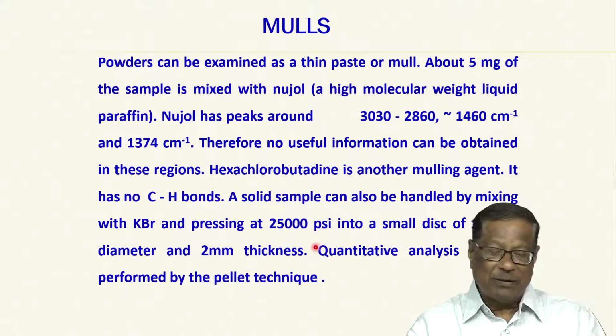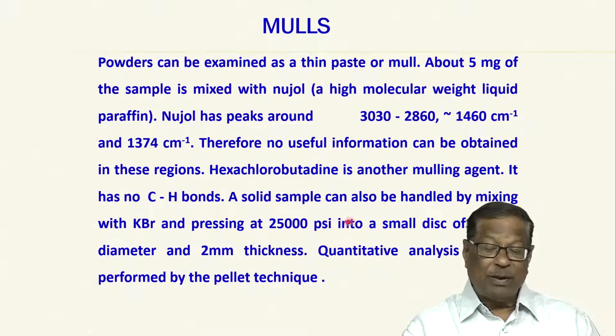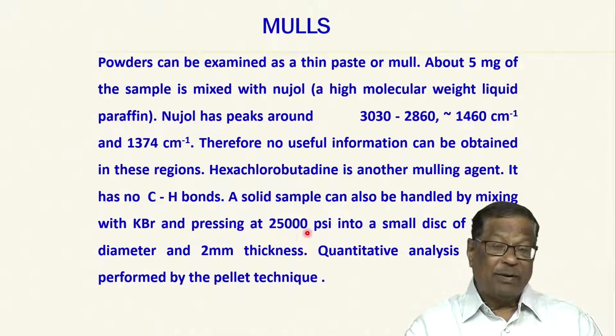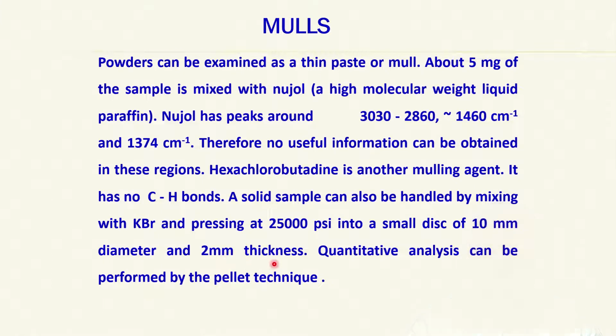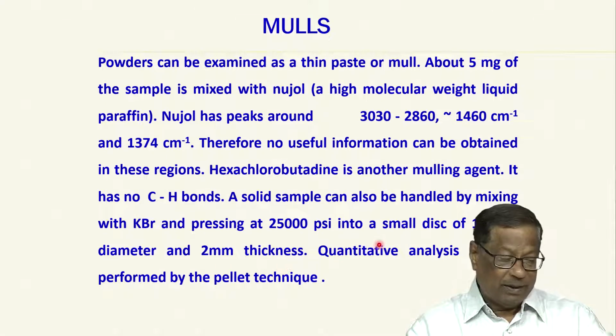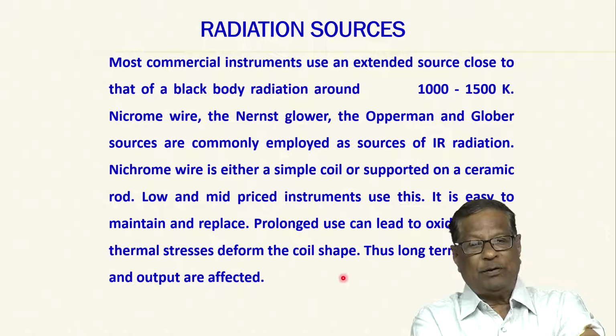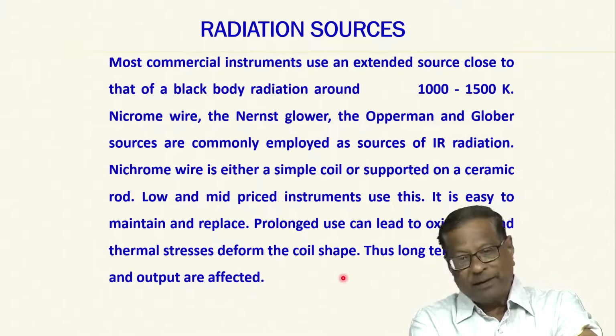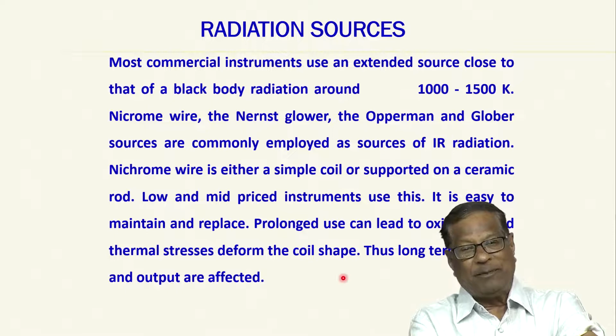Holders are there which can hold them, and about 25,000 psi is the pressure you have to apply to make a small disc of 10 mm diameter, that is 1 centimeter, and you can make it up to 2 mm thickness also. So, the IR radiation can pass through the disc, and quantitative analysis also we can do by the pellet technique. Okay. So, that is all I wanted to tell you about infrared spectroscopy sample handling.